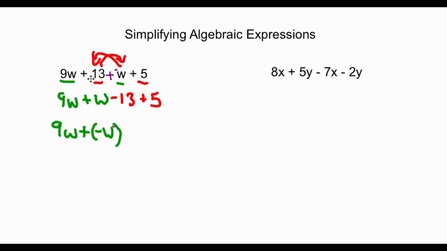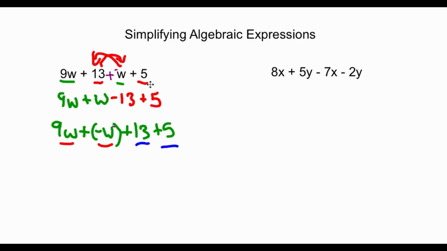Now the 13, because the 13 had the plus sign here, and this became a plus, when you move it over, it stays plus. Okay? And the 5 I didn't change, so that stays as positive 5. Now I used green here, so let's underline the like terms. We got the w terms together here, and you got the constant terms together here.